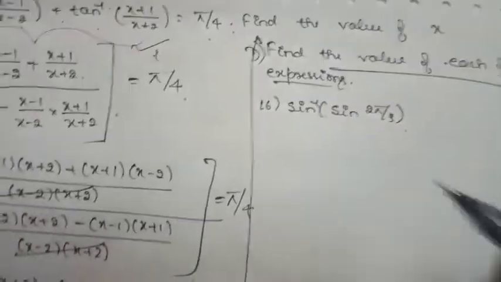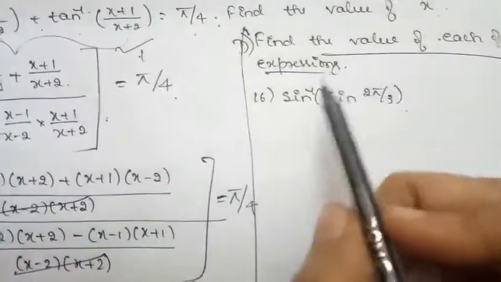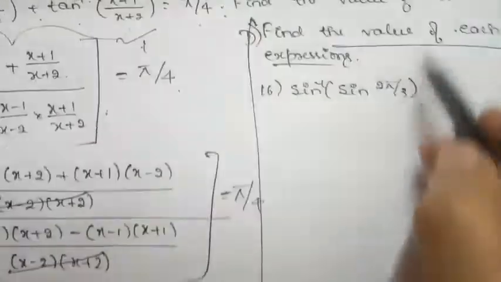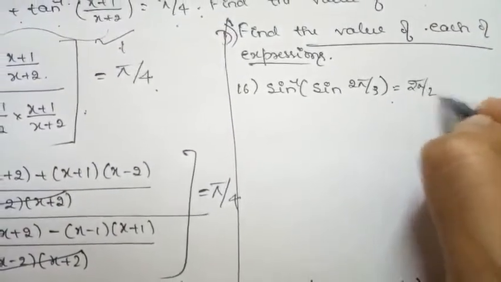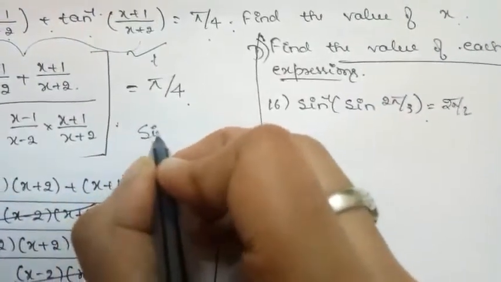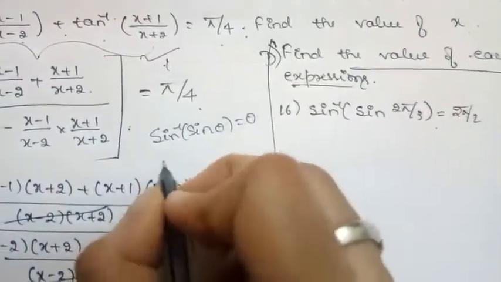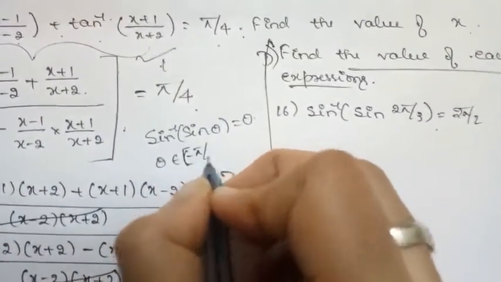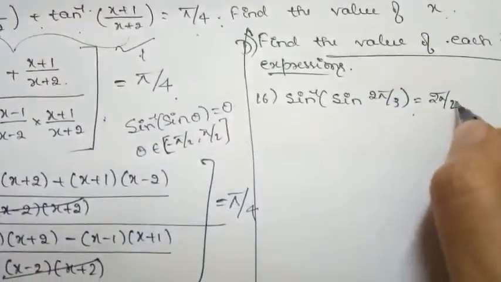So let us move to the next set of questions, that is, find the value of each of the expressions, that is sine inverse of sine 2 pi by 3. Since you have sine inverse of sine 2 pi by 3, first check whether sine inverse of sine theta is equal to theta only when theta belongs to the closed interval minus pi by 2 to pi by 2. So whether this belongs to this interval, check it first.